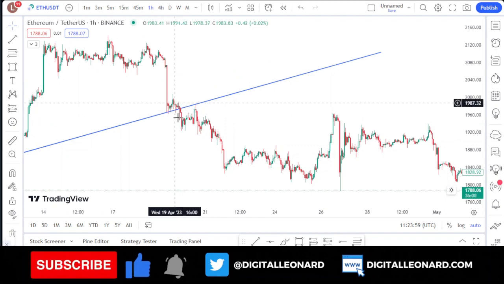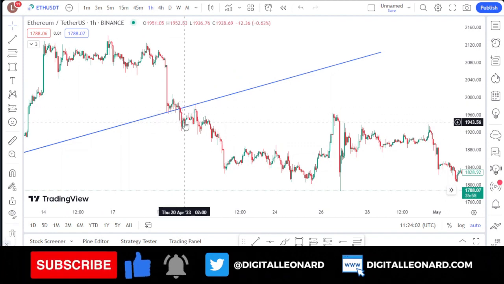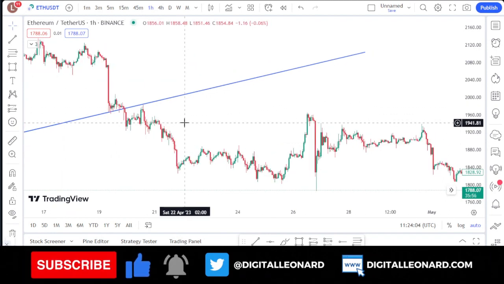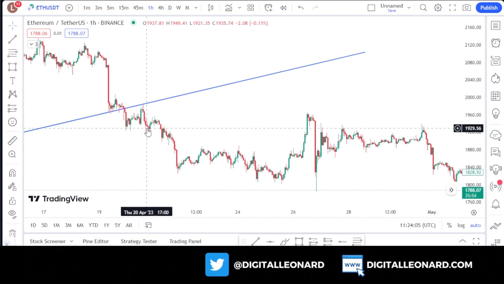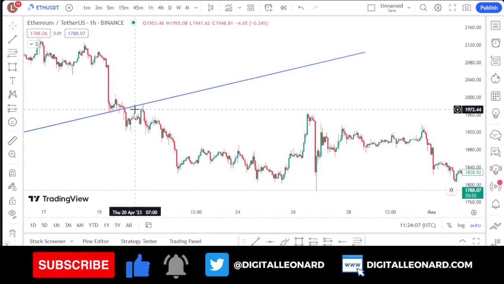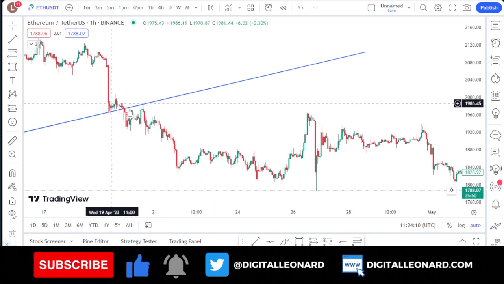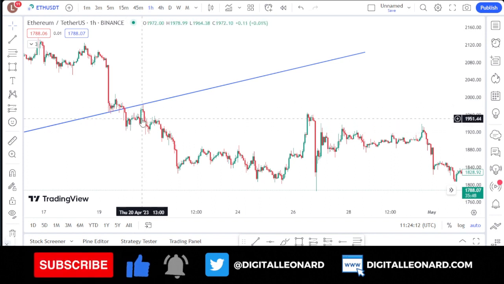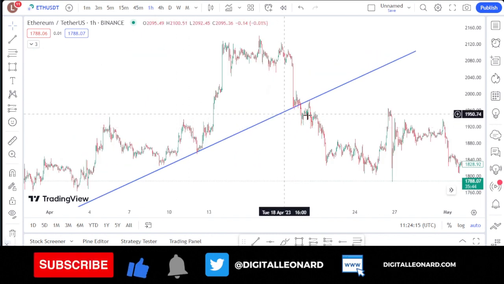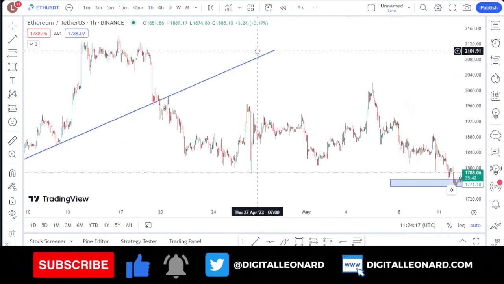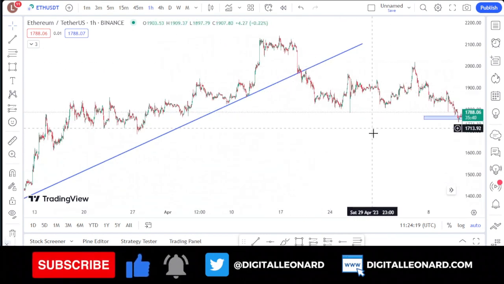What happened? It broke the trend line. Now, when it breaks the trend line, what are you looking for? You are waiting for a retest. Okay, when the trend line is broken, you are waiting for a retest, which is what happened here. It broke the trend line and came back to test the trend line. What happened again? It now started going to the downside.